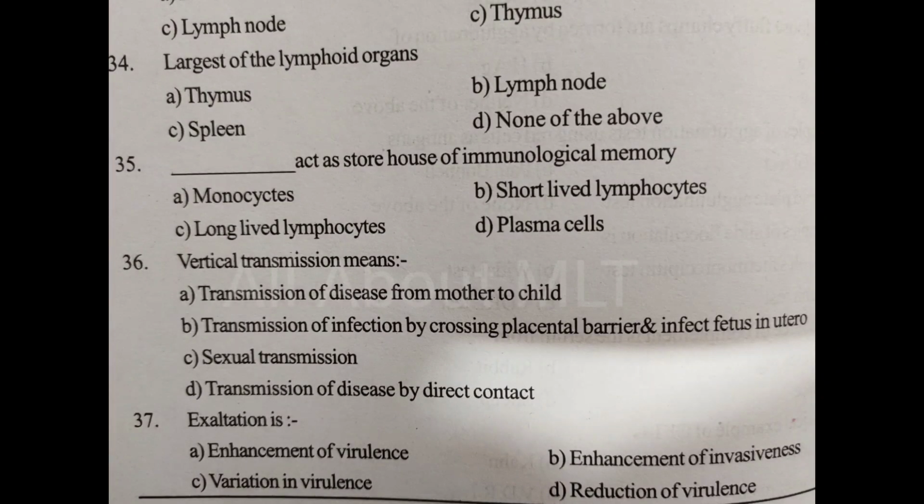Vertical transmission means option A, transmission of disease from mother to child. Option B, transmission of infection by crossing placental barrier and infecting a fetus in utero. Option C, sexual transmission. Option D, transmission of disease by direct contact. Answer is option A, transmission of disease from mother to child.